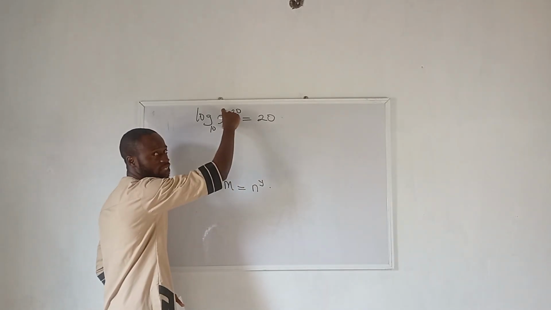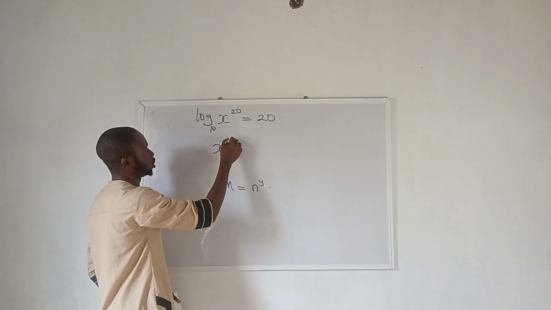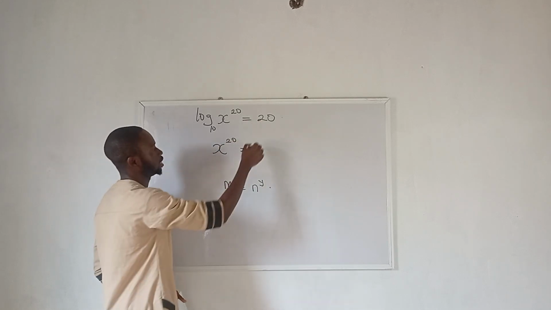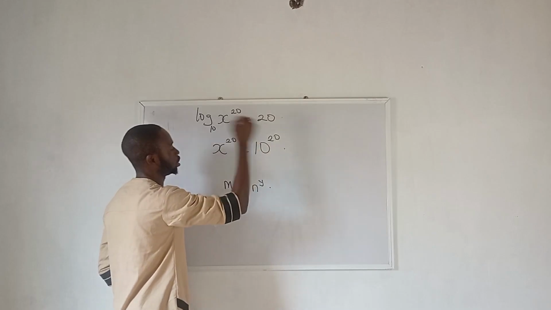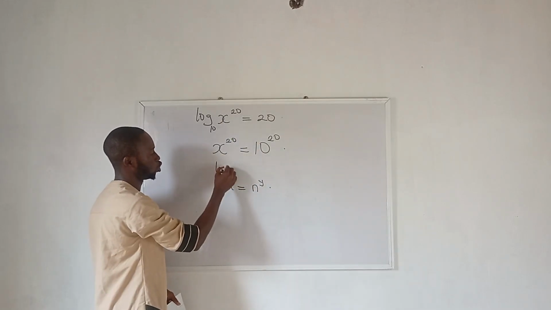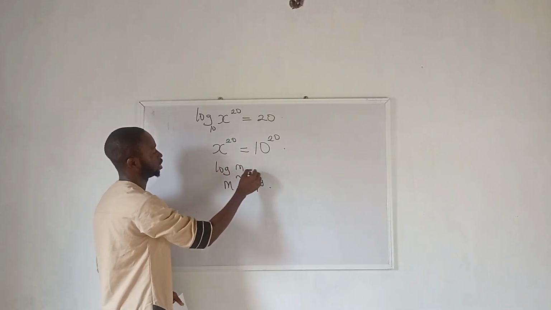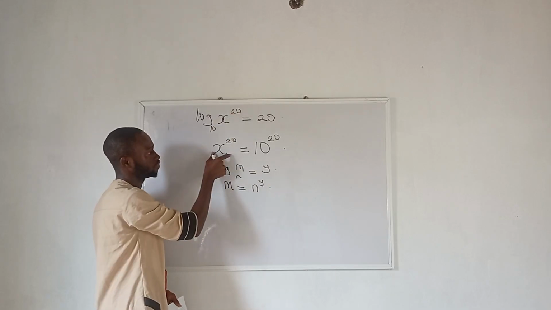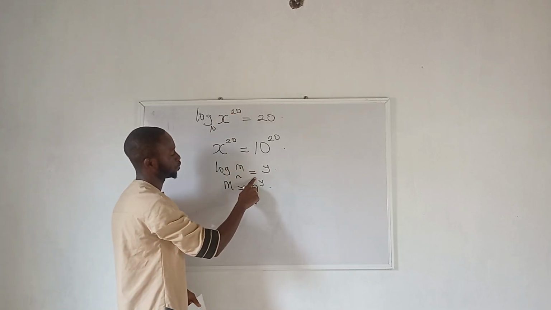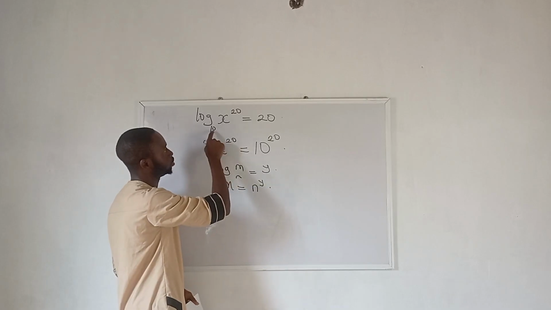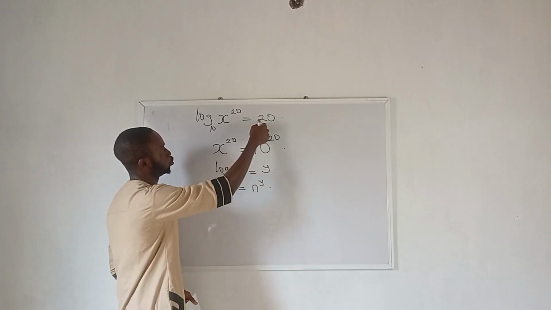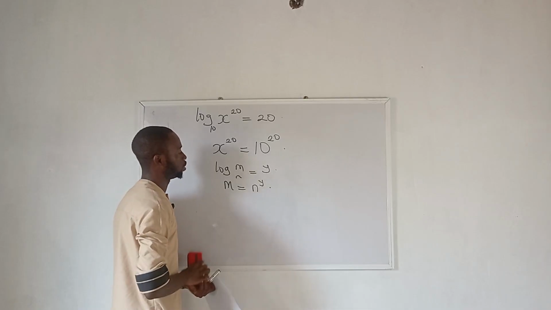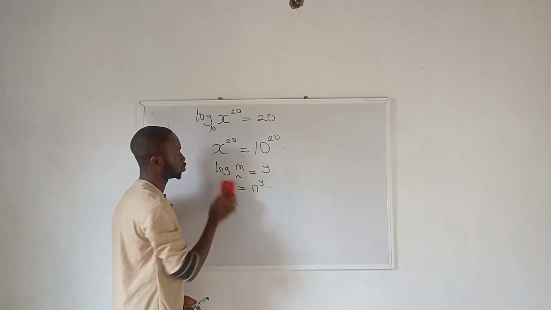So moving on from there, what I'm going to have would look like this. I'm going to write this first: x raised to the power of 20, then put these values that I have here on the base. That's 10 raised to the power of 20. Remember what we had was log m base n equals y. So you write m first, x raised to the power 20, then equate it to the base, write the base 10, then you put this y on it, put 20 on 10. This rule is very important, so you need not forget that.